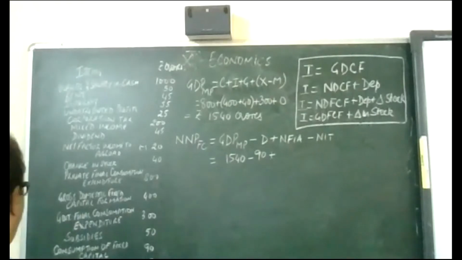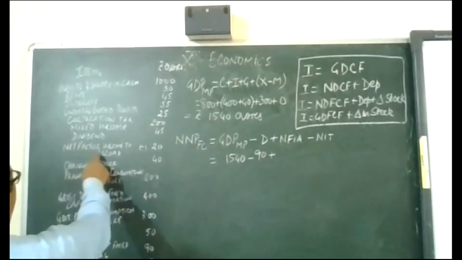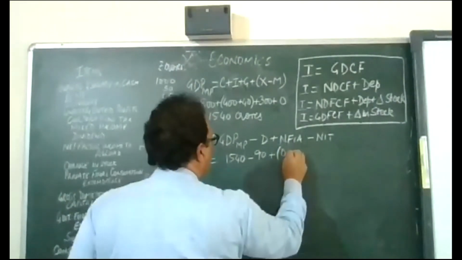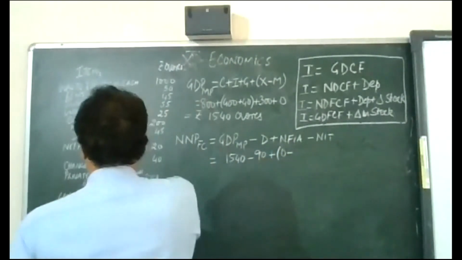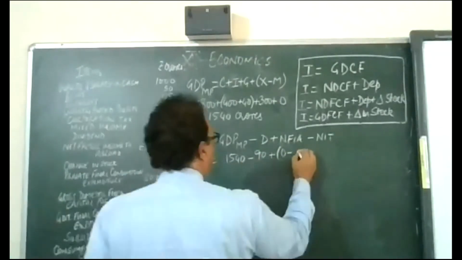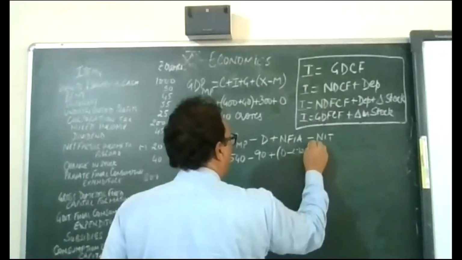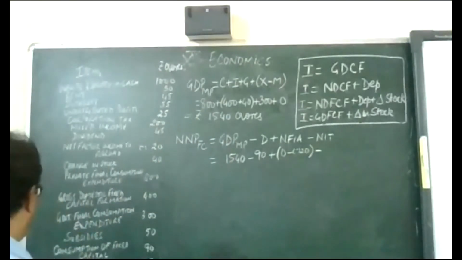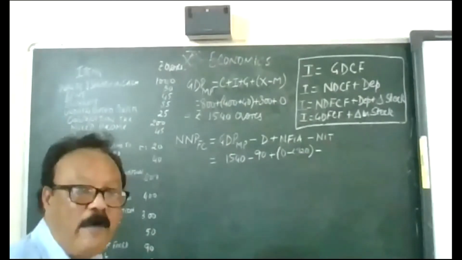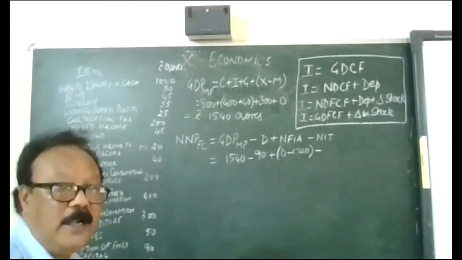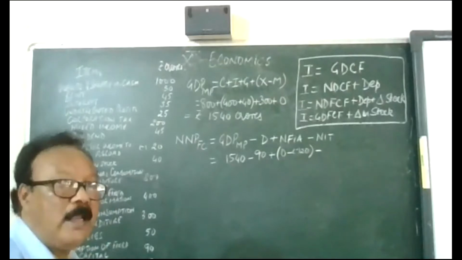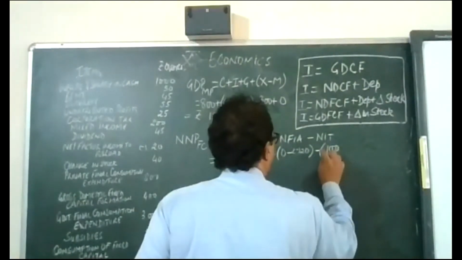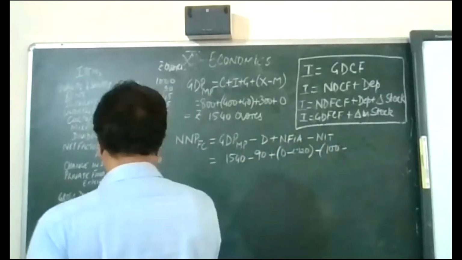Here we have net factor income to abroad. So it is factor income from abroad minus factor income to abroad, minus 20, minus net indirect taxes. Is it given directly? No. How do we find out net indirect taxes? Indirect taxes minus subsidies. So 100 is indirect taxes minus subsidies 50.